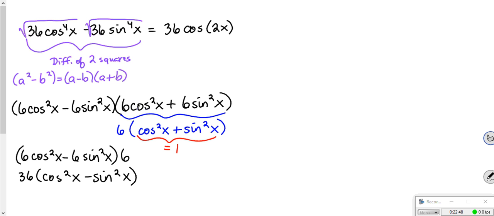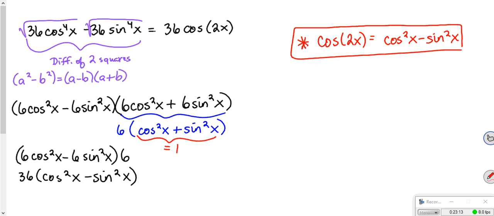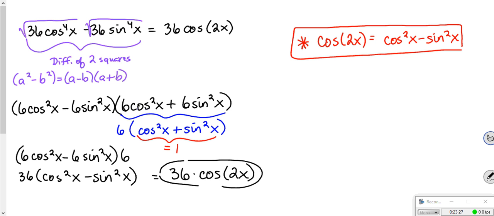Now, cosine squared x minus sine squared x. If you remember, one of our double angle formulas for cosine of 2x, remember cosine of 2x had 3 formulas. One of them was cosine squared x minus sine squared x. That's one of our double angle formulas. So we're going to substitute in here cosine of 2x. So this gives me 36 times cosine of 2x.